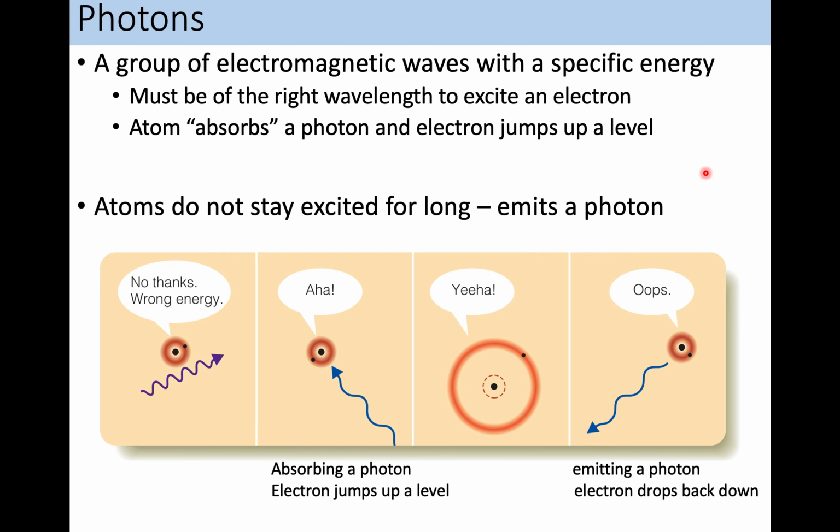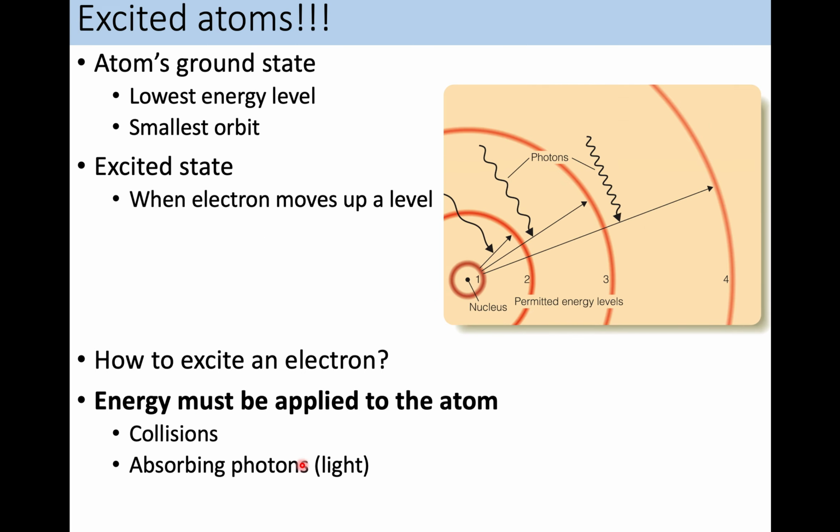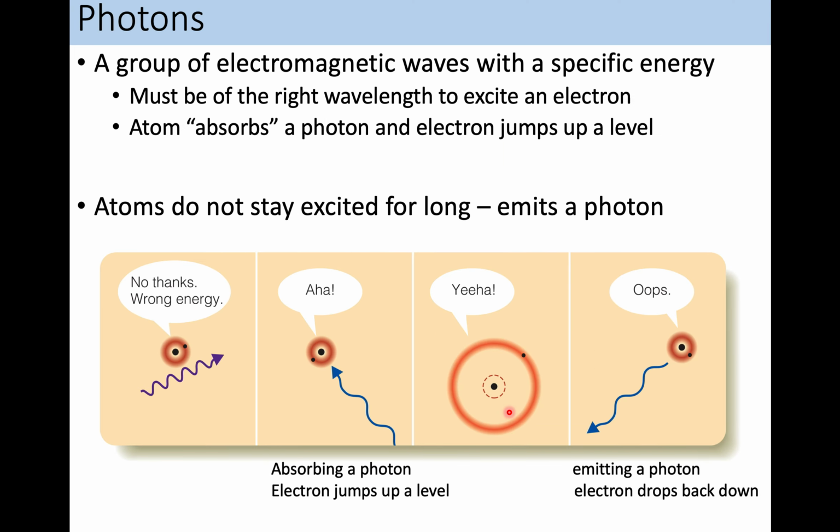I'm talking about photons here. Photons of light are a group of electromagnetic waves that have a specific set of energy. So the photon must be the right wavelength to excite an electron. Atoms aren't excited by any wavelength. It has to be specific to that atom. So the atom is only going to absorb a certain set of wavelengths, and only that certain set of wavelengths will be able to be absorbed and excite that atom. They don't stay excited for very long.